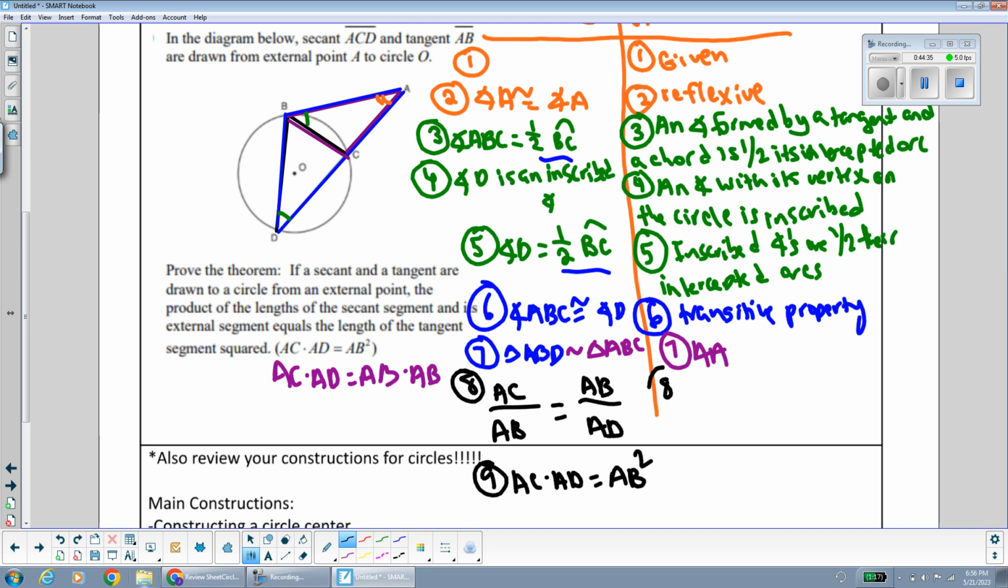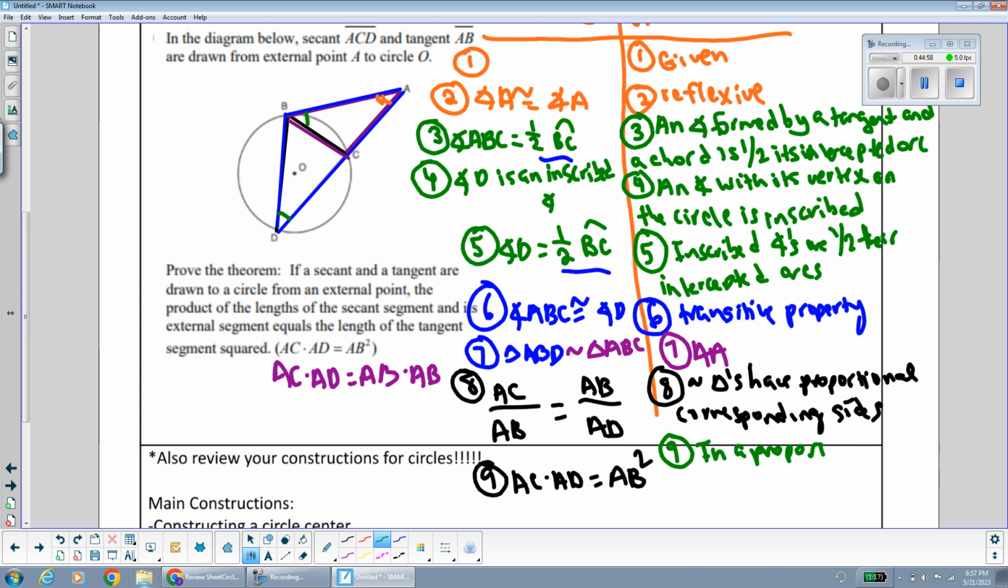And let me put my reasons. My proportion is true because similar triangles have proportional corresponding sides. And my product is true because in a proportion, the product of the means equals the product of the extremes.